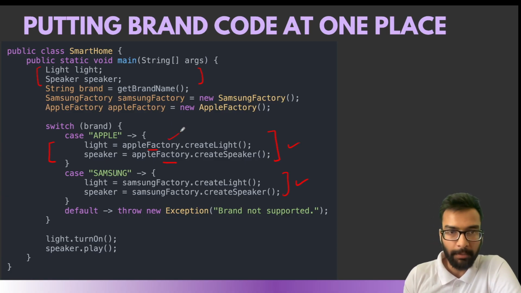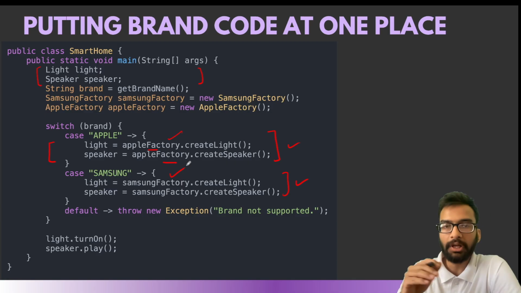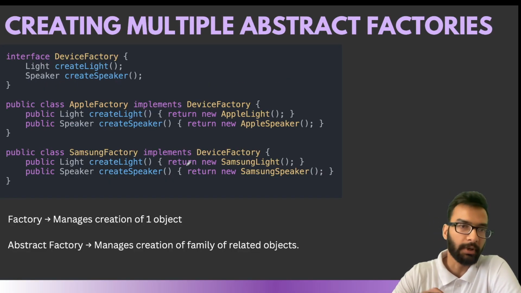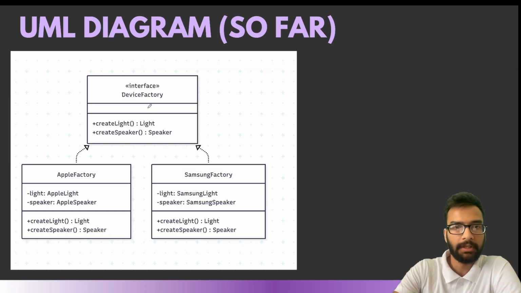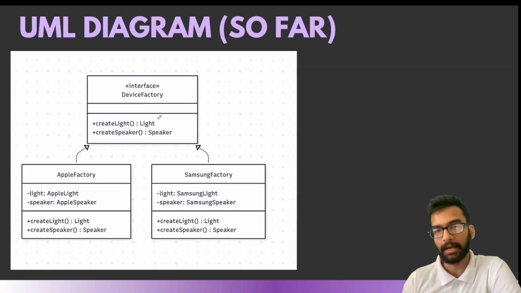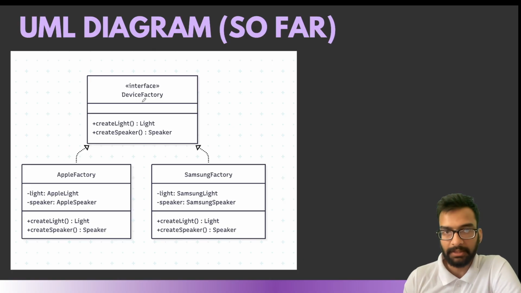So for that, Apple factory and Samsung factory should implement something common. Let's look at it. What is common between the Apple and Samsung factories? They both create light and speaker, right? So what if we have an interface, device factory, which mentions both the methods and is implemented by both. This is similar to how we implemented it for light, Apple light and Samsung light. We have a device factory interface with create light and create speaker, and similarly its concrete classes.